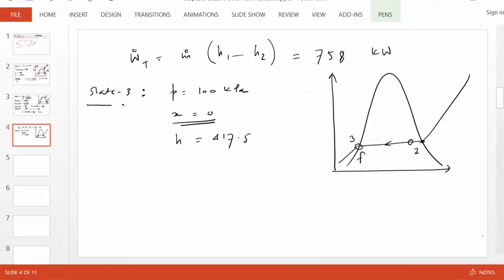Okay, to find state 4, which is a subcooled liquid, we have liquid at state 3, and with an isentropic pump, we are raising the pressure. So this is the liquid zone. And for the liquid zone, we use a sub model called the subcooled liquid model.